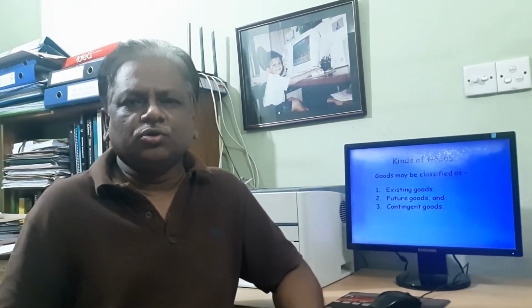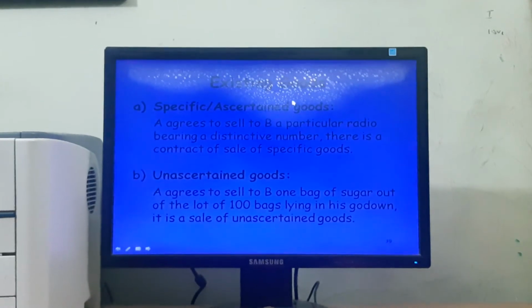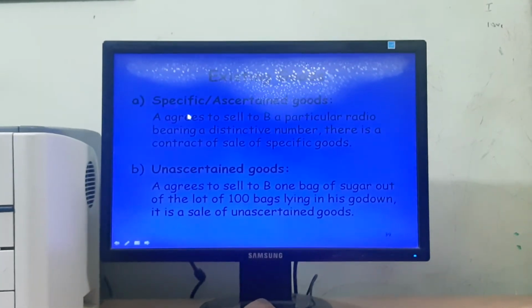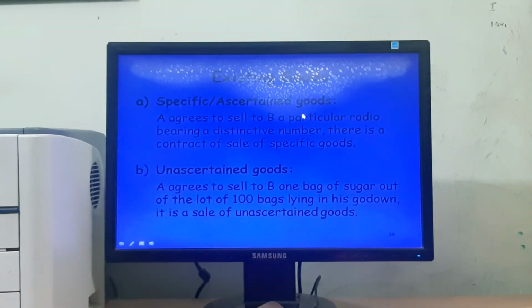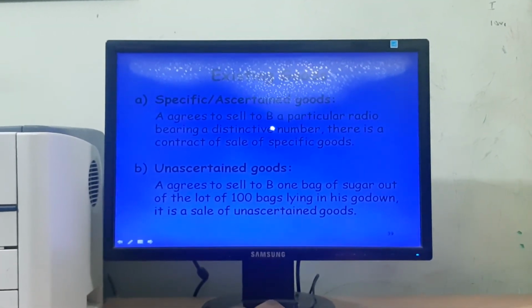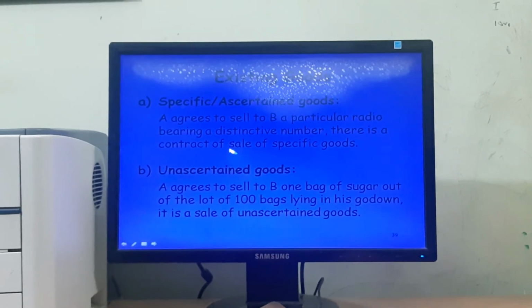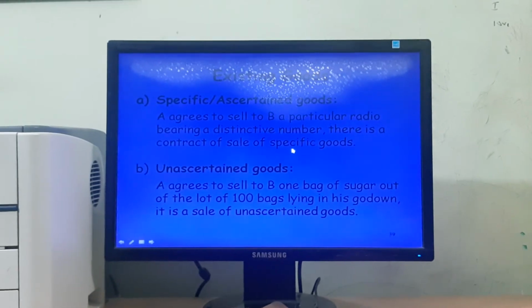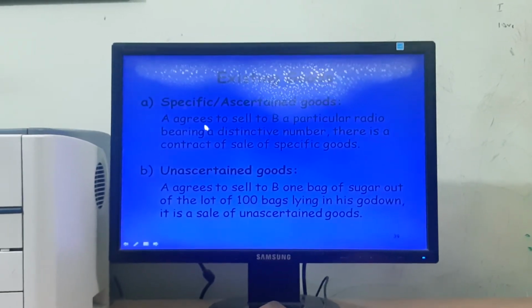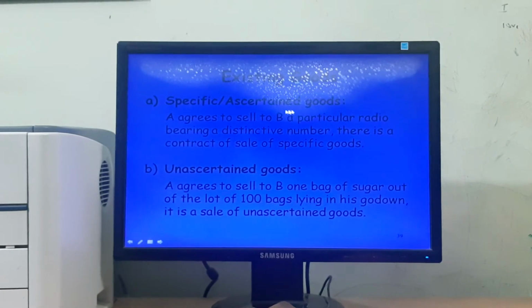Now we shall see different kinds of goods: existing goods, future goods, and contingent goods. We shall see the details of these three types of goods. Existing goods are of two types: specific and unascertained goods. Specific goods, for example: A agrees to sell to B a particular radio bearing a distinctive number. There is a contract of sale of specific goods. This is an example of specific or ascertained goods.